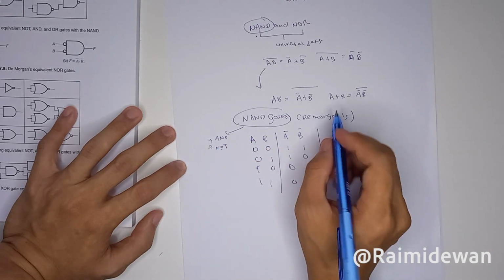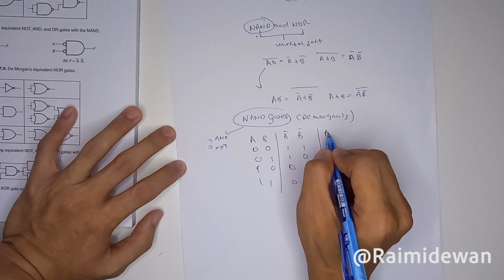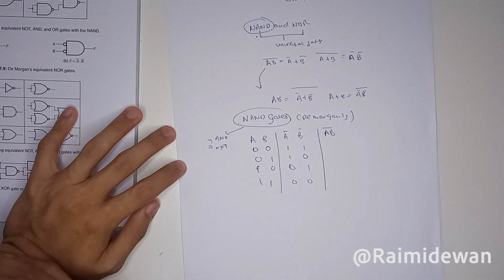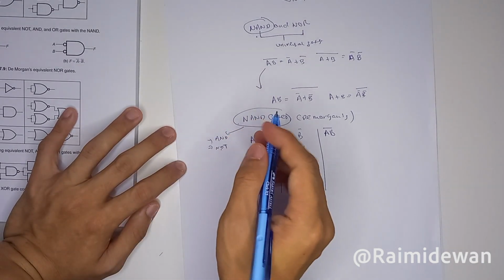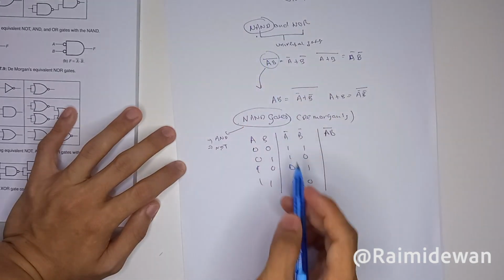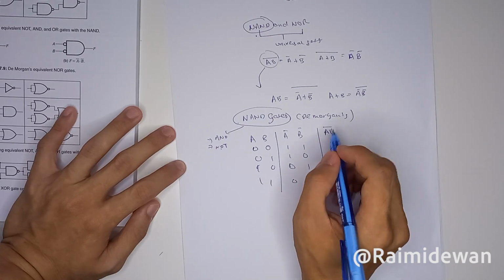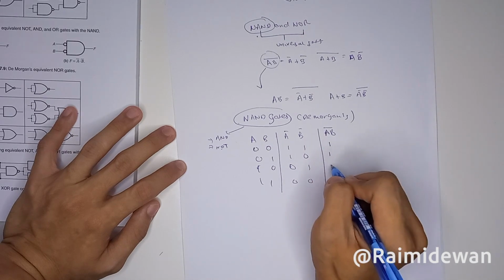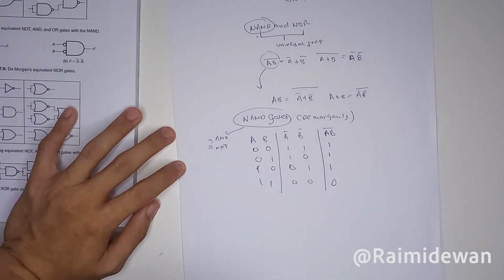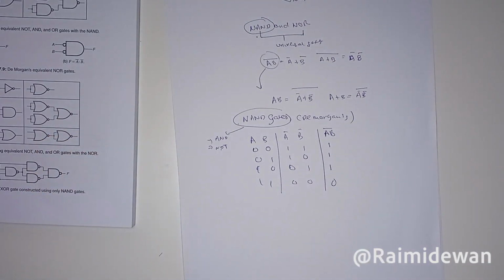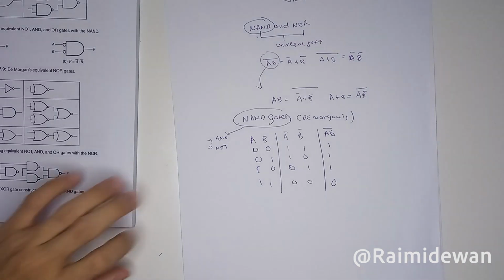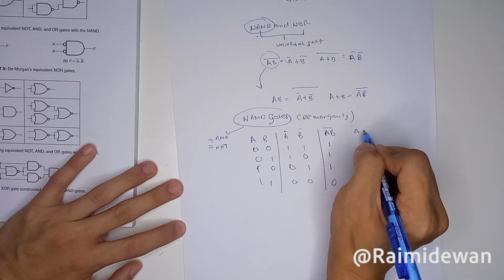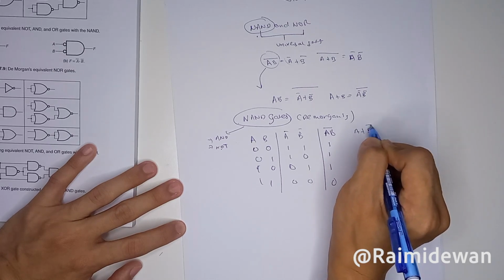So AND, De Morgan's theorem. 1 1 1 0. And then this one is actually equal to, they are equivalent.